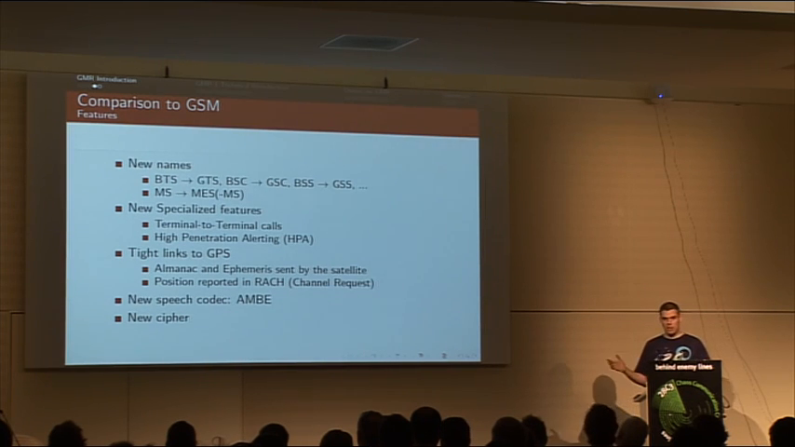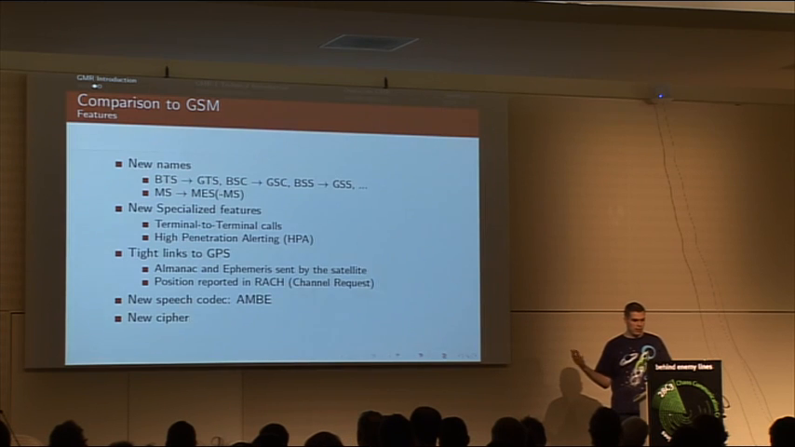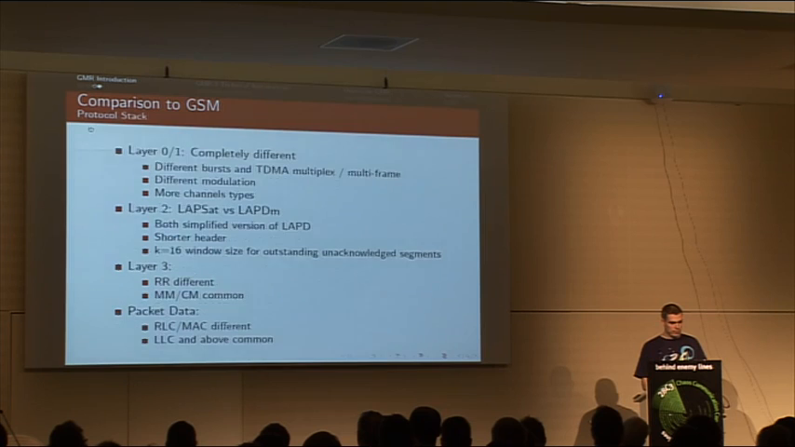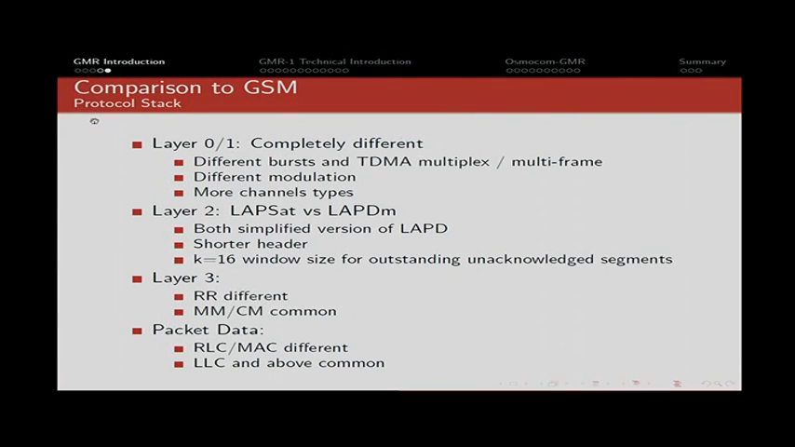They introduced a new codec because of bandwidth limitation, and they invented a new cipher, but we'll talk about that later. From a protocol stack point of view, the radio frequency layer and channel coding layer, so the lowest layer of the stack, are completely different. You find the same concept, but all the details are really different, so different bursts, different modulation, a lot more channel types to handle special cases.